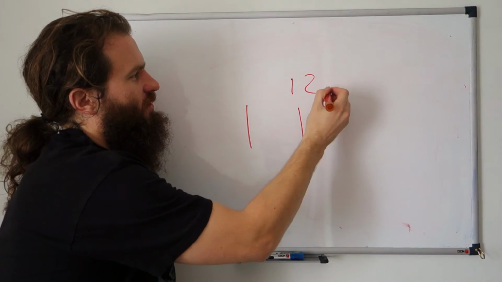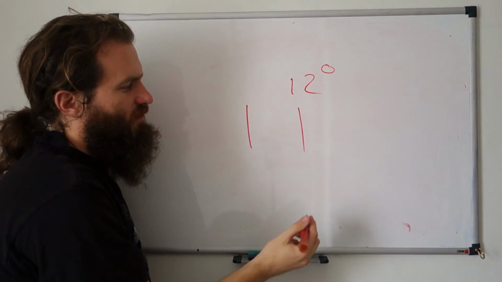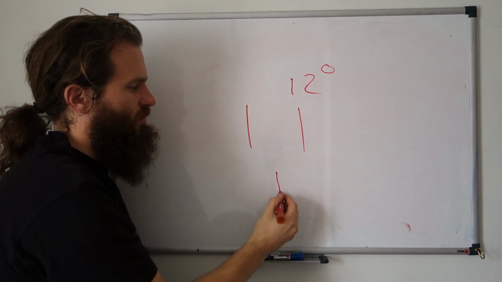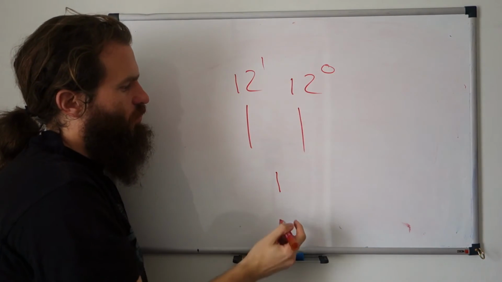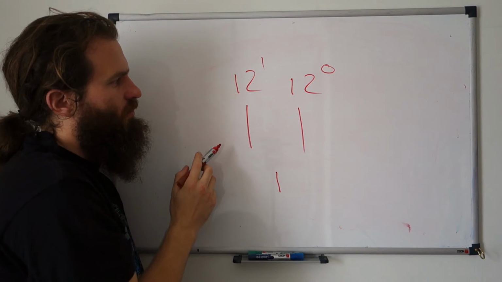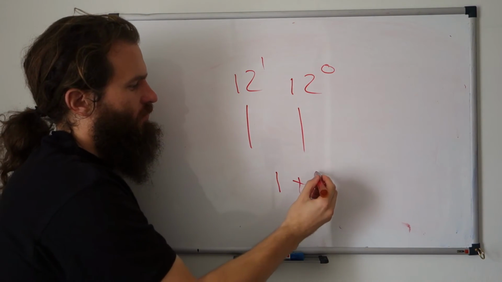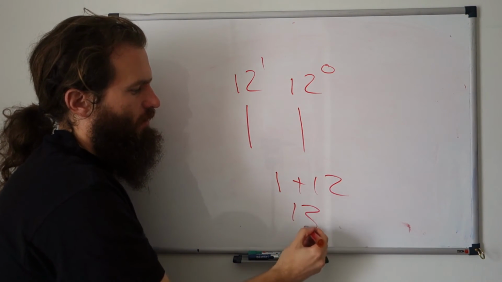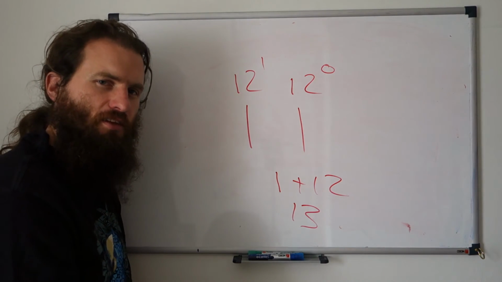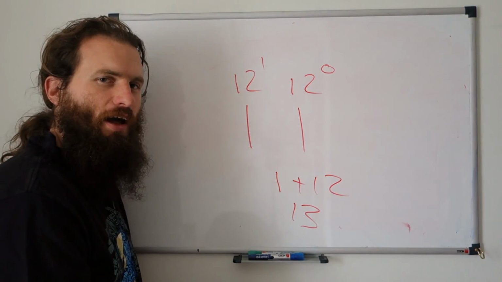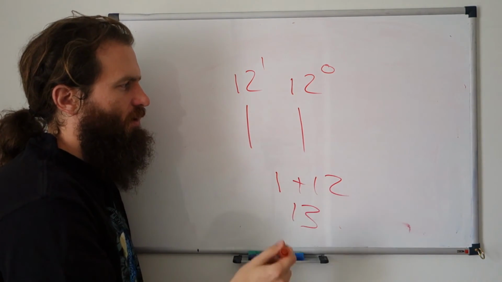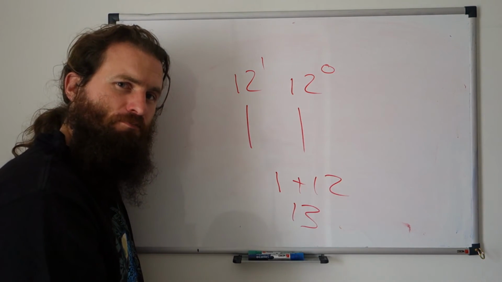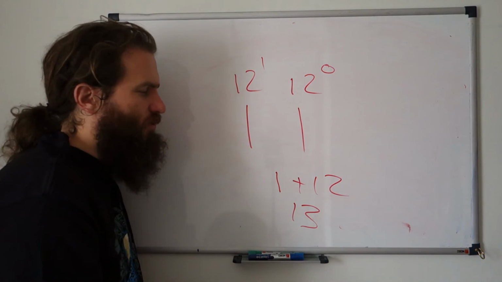Well, I've got 1 times 12 to the 0, which is 1, because 12 to the 0 is 1, plus 1 times 12 to the 1, which is 12. So 1 plus 12 is 13. So I actually have a baker's dozen. And in some way this is quite elegant and amusing, because this looks like an 11, our base is 12, and it represents 13. So there's some kind of odd sequence there.